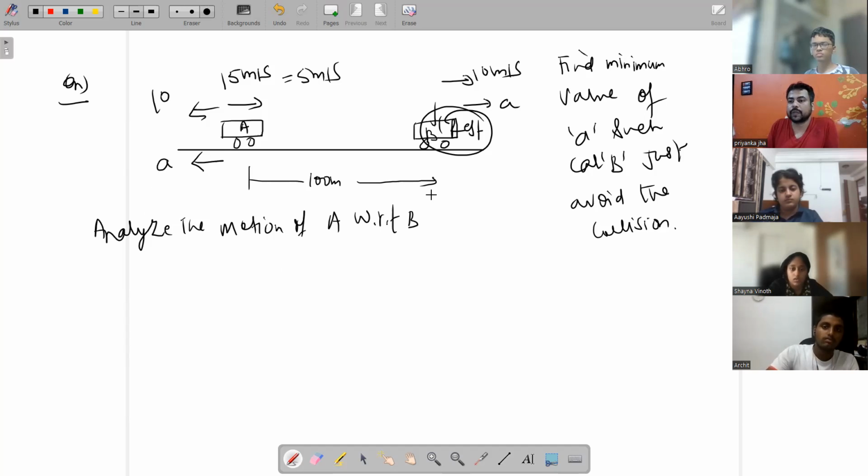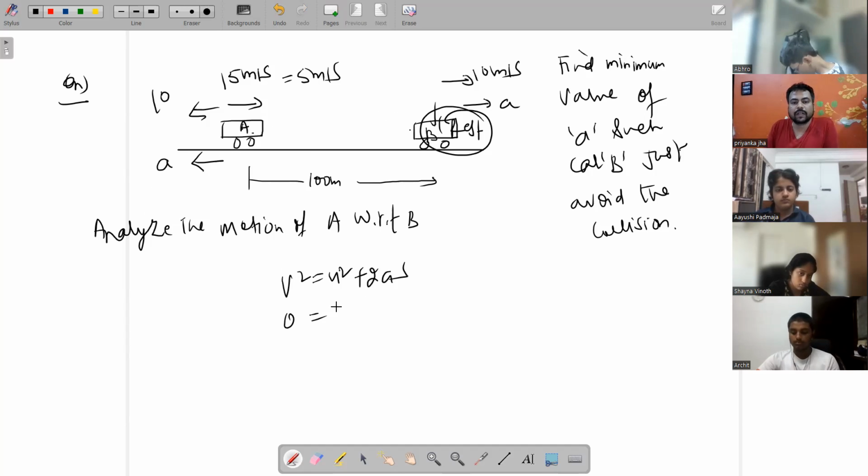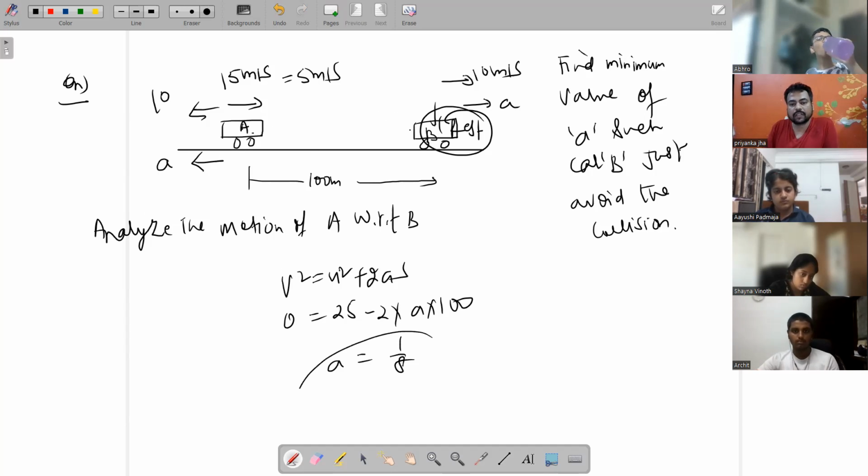If it will just avoid collision, it means that this car will come and just come to rest here, because the car is moving to the right with some retardation. So definitely car A will come to rest. So S equal to, okay, we apply V square equal to U square plus 2AS. That is 0 equals 25 minus 2A into S. So A is 1/8. This is your answer.